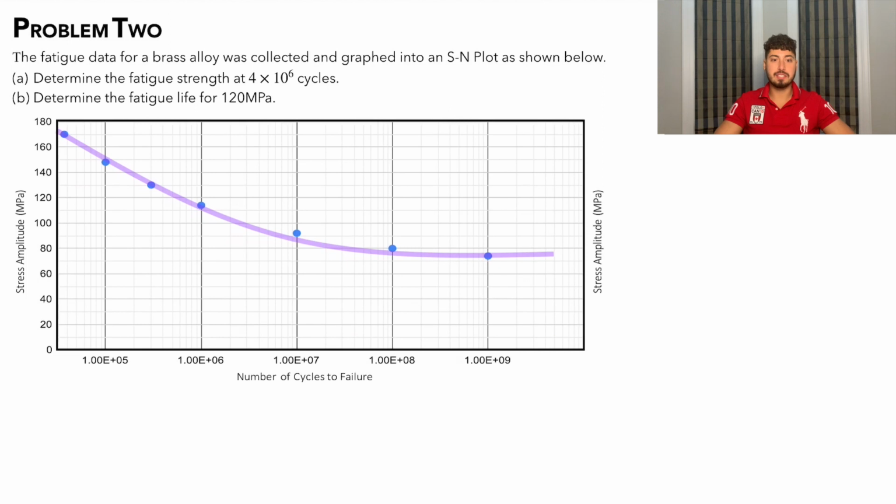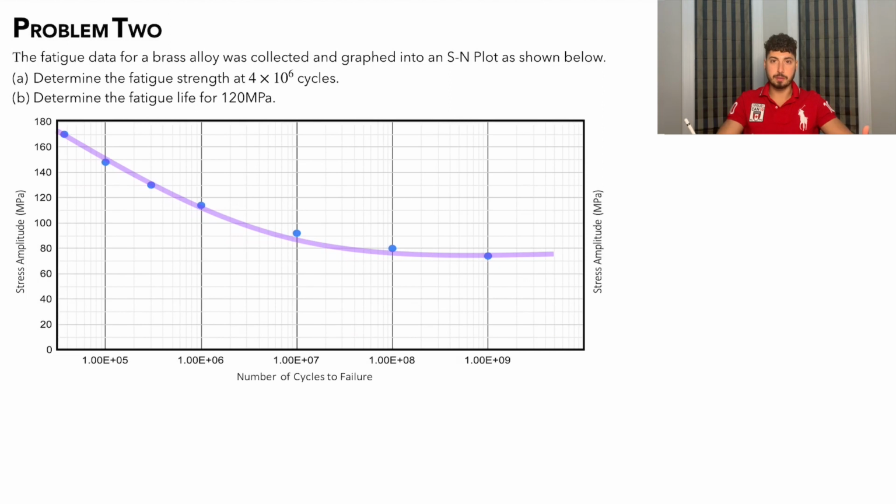Problem 2 says the fatigue data for a brass alloy was collected and graphed into an SN plot as shown below. A says determine the fatigue strength at 4 times 10 to the 6 cycles and B says determine the fatigue life for 120 megapascals.